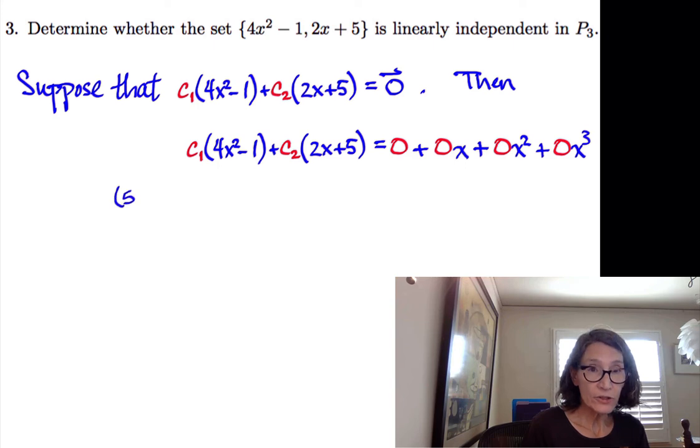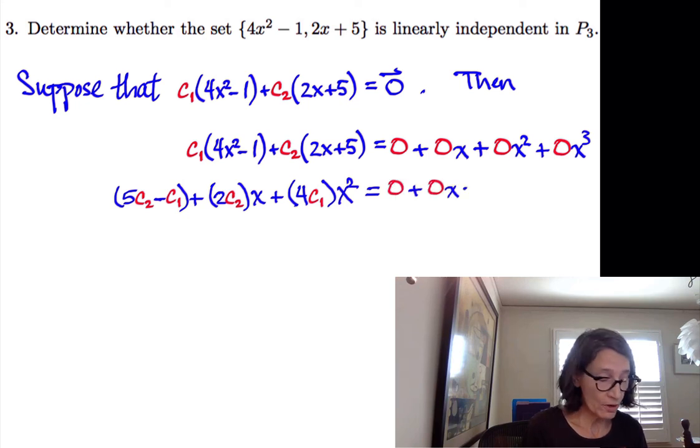So let's distribute the coefficients and then combine our like terms. My constant term ends up being 5c2 minus c1, and then my coefficient of x is 2c2, and then I have a coefficient of x squared, which is just 4c1. And that's all equal to that zero polynomial on the right.